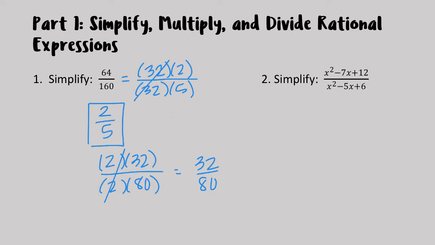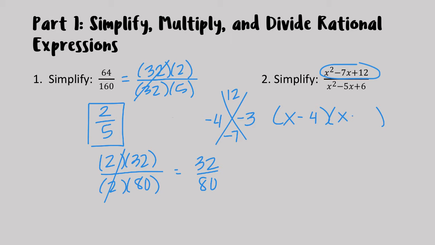In order to simplify, we need to break down the numerator and denominator into factors, just like we did in the previous problem. So I need to factor the numerator, x squared minus 7x plus 12. I'm thinking of two numbers that multiply to get 12 and add to get negative 7. And that's negative 4 and negative 3. And when it's just a 1x squared, I could just plug those numbers straight into my factors.